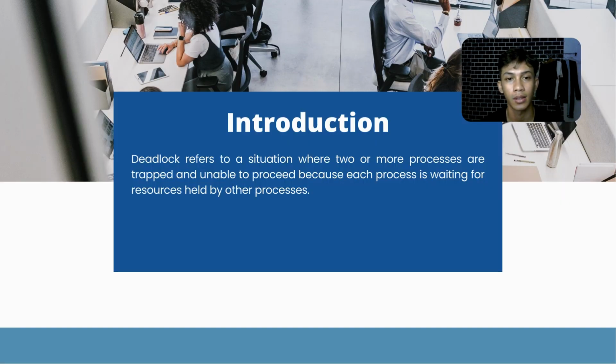Okay, first, how do you know about deadlock? I mean, what is deadlock? Deadlock refers to a situation where two or more processes are trapped and unable to proceed because each process is waiting for a resource held by other processes. This leads to a circular waiting circle where no process can complete a task.